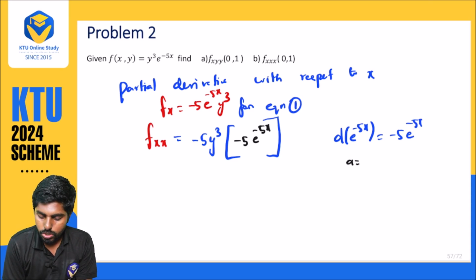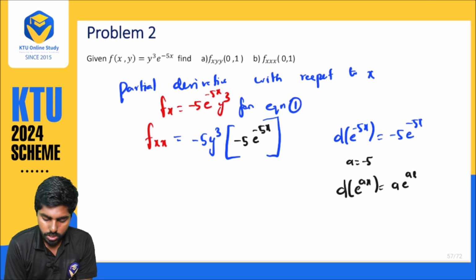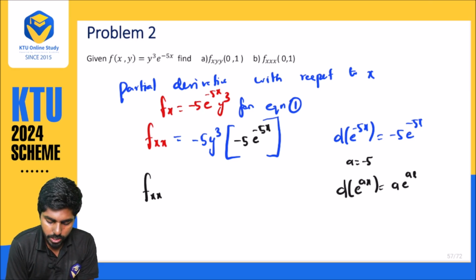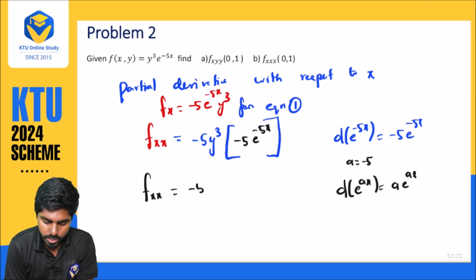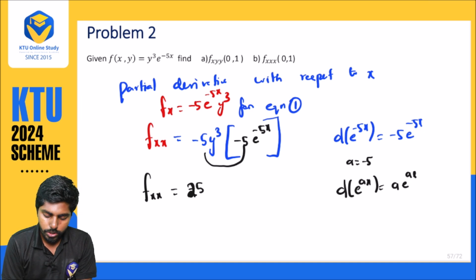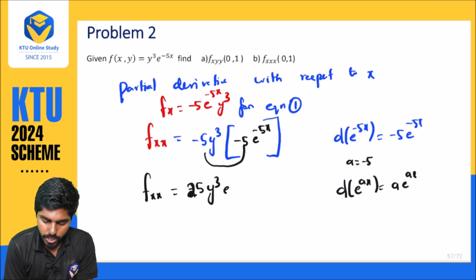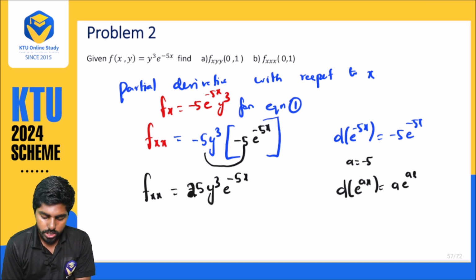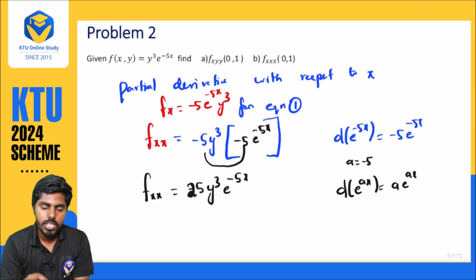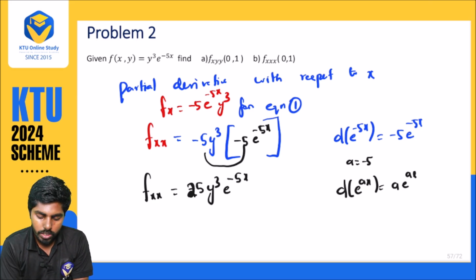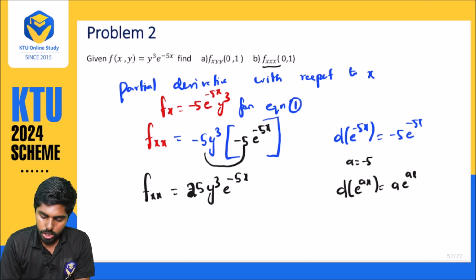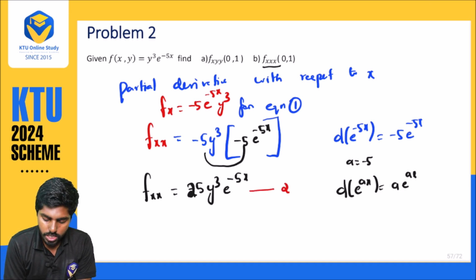Here a is equal to minus 5. We know the formula: the derivative of e power of ax is a into e power of ax. So f_xx is equal to minus 5 into minus 5, minus into minus becomes plus, 5 into 5 is 25, so 25 y cube e power of minus 5x. This is what we get for f_xx. But in the question they have asked about the third order, so again a partial derivative. This is equation 2.